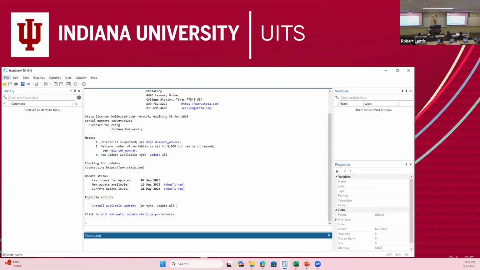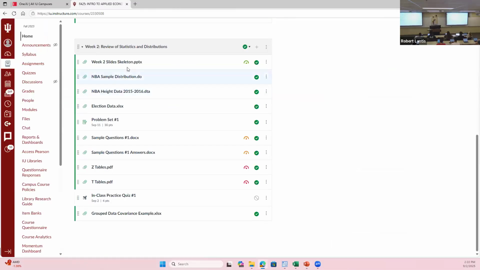So we'll do a little bit of work in Stata here today, but before we jump into the material, I want to mention a couple things. We've got the skeleton slides for the week. That's what we'll be going through. A bunch of different data files we might start using. We're going to use this Excel file, group data covariance, as a place to put a bunch of numbers that we'll work through to see how we calculate covariances when we have probabilities associated with certain values, or when we have grouped data.